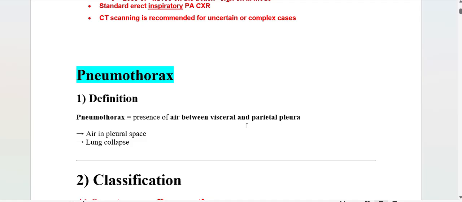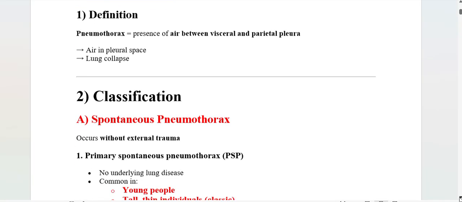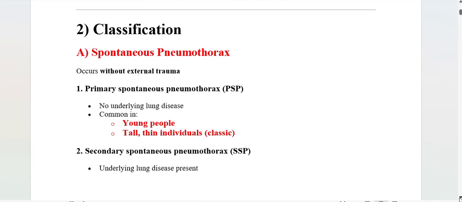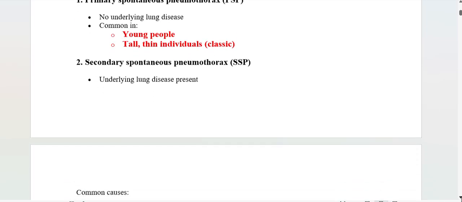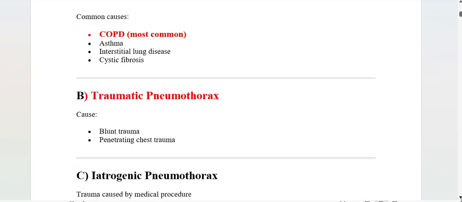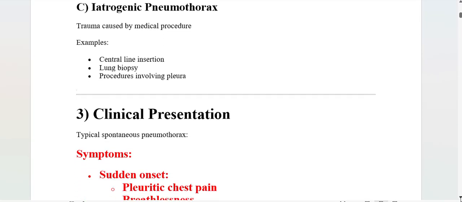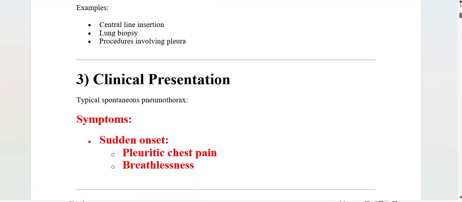Pneumothorax: presence of air between the visceral and parietal pleura, air in the pleural space, and lung collapse. So just go through these, and then you can answer all the questions 100% if you are clear with the concept. Classification: it is classified as spontaneous pneumothorax, traumatic pneumothorax, and iatrogenic pneumothorax. Okay, there are 3 classifications.